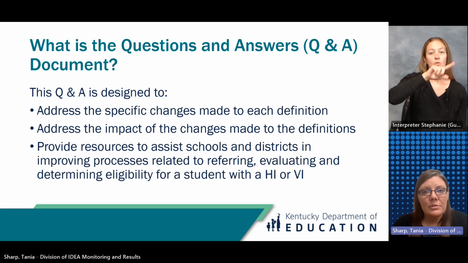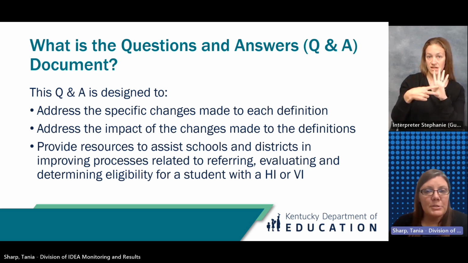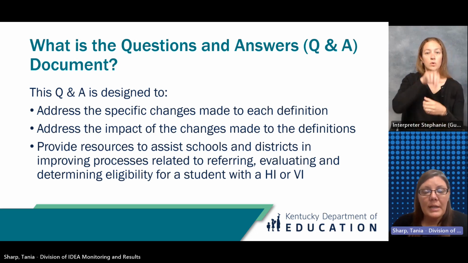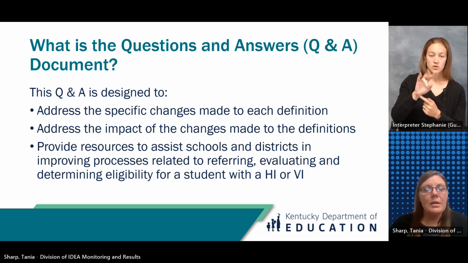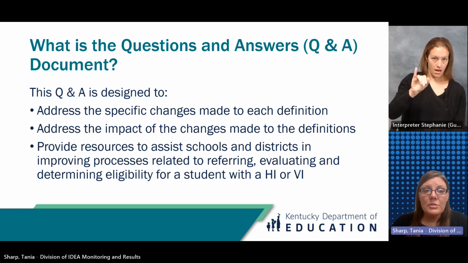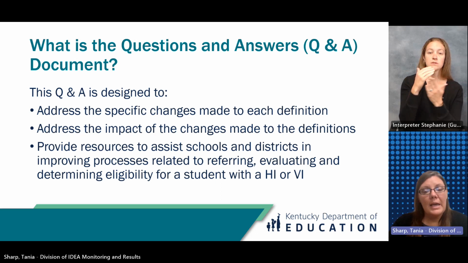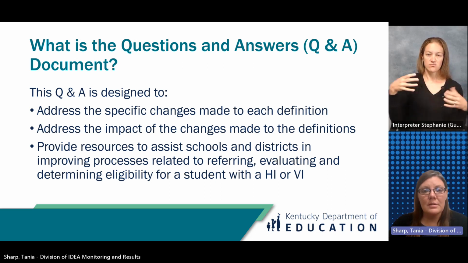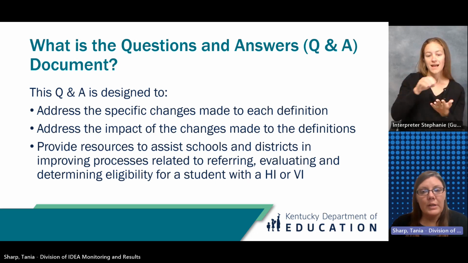What is the questions and answers or Q&A document? The document was created to address the amendments made to the Kentucky Administrative Regulations definitions regarding special education. It's a document including questions and answers related to the most recent updates to the Kentucky Administrative Regulations definitions for hearing impairment and visual impairment. The document includes an overview of the changes to the definitions for hearing impairment and visual impairment. It will address how those changes may impact referring, evaluating, and determining eligibility for a student with a hearing or visual impairment. The document also includes a list of resources to assist Admissions and Release Committees, also known as ARCs, with determining and documenting eligibility for either impairment.